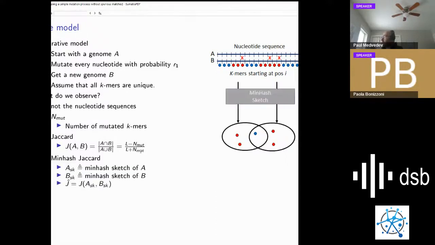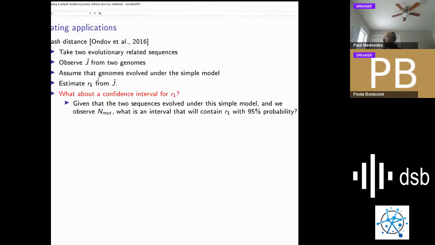We might also observe the MinHash Jaccard. In this approach, instead of looking at the full kmer sets of A and B, we first create a MinHash sketch of A and a MinHash sketch of B, and we compute the Jaccard between those MinHash sketches. We call that J hat, and classical results tell us that it's a good estimate of the true Jaccard. So these are just some of the variables that you might observe in this simple model. Let me give a couple of motivating applications.